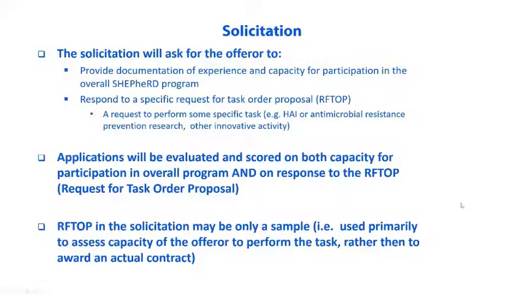The solicitation will ask you for two main things. It'll ask you to provide documentation of experience and capacity for participating in the overall SHEPheRD program. It will also ask you to respond to a specific request for task order proposals. Roof tops are then later on awarded as task orders, but these are sample roof tops, so they may not be awarded. The primary focus of these task orders and having you respond is so that we know that you can perform some specific task related to the domain. Applications will be evaluated and scored on both the capacity for participation in the overall program and the response to the roof top. The roof top in this solicitation, like I said, may only be a sample.